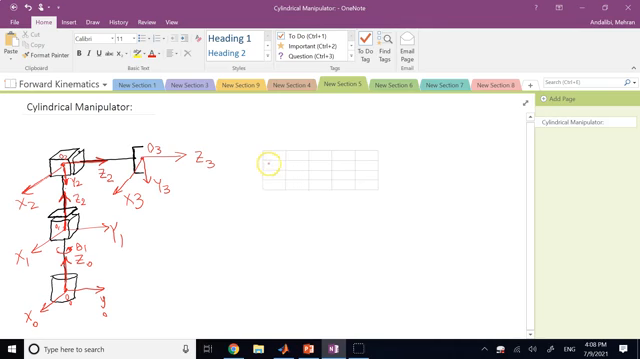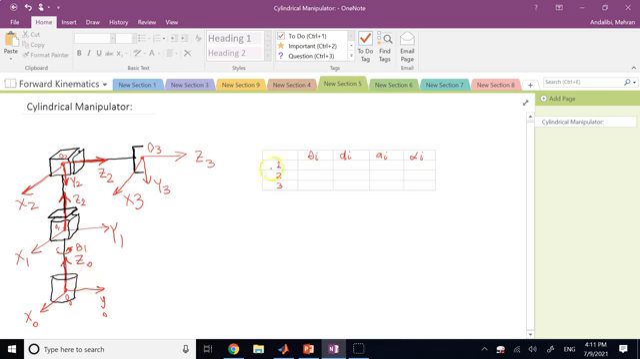So this is going to be 1, this is going to be 2, this is going to be 3. Let me see if I can resize this table so it gives me a little bit more room. Okay, so now I can say this is 1, this is 2, this is 3, this is theta i, this is di, this is ai, and this is alpha i. Okay, and then try to fill the DH table.